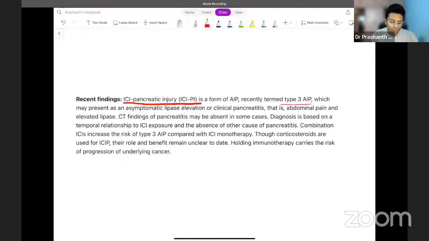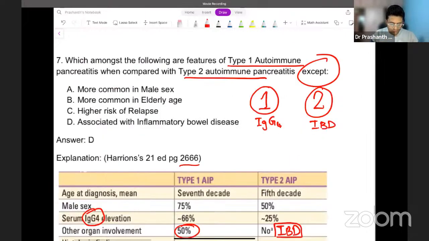The keyword that you should know is immune checkpoint inhibitor related pancreatic injury, which can present as asymptomatic lipase elevation or symptomatic pancreatitis. The treatment for this has been thought to be steroids. So still research is on. Okay, what is important is that when a patient has pancreatitis, usually we stop the drug which causes it, but the role of stopping this drug is questionable because most of the time these are patients who have cancer and there is a risk of progression of the underlying cancer. So, yeah.